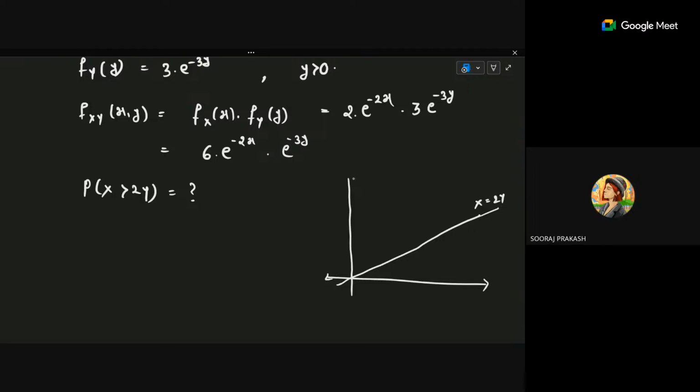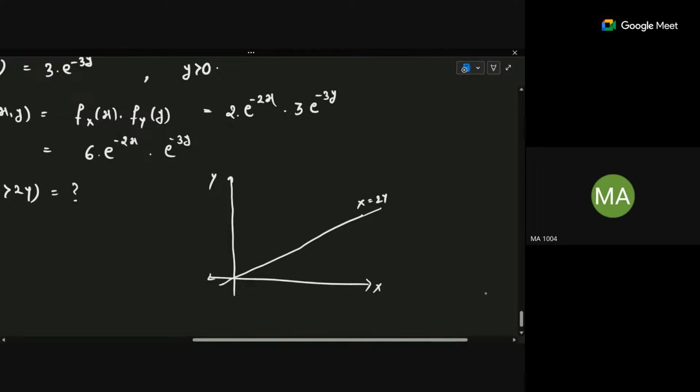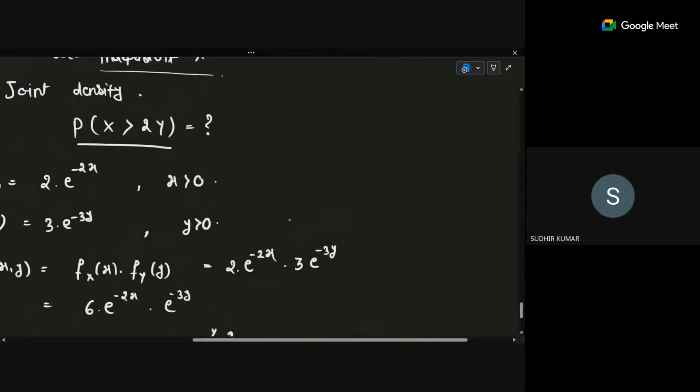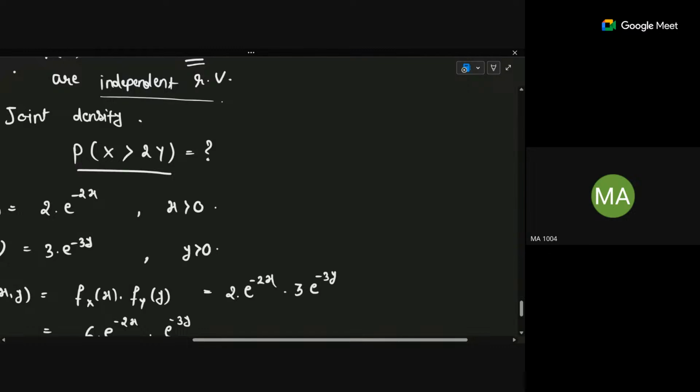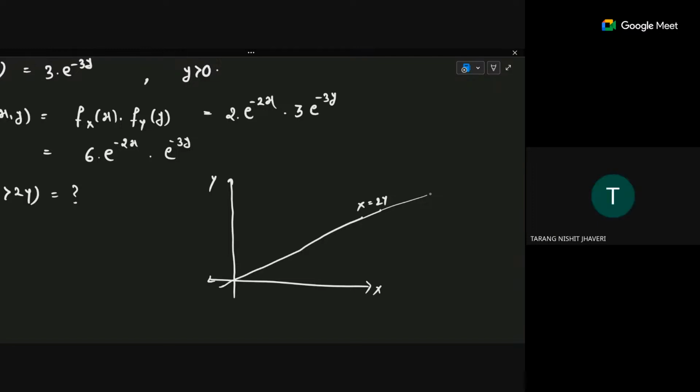Ma'am, do we also need to know the graph of e raised to minus of 2x plus 3y? No, it's not needed. Why is it not needed? Because we know the range of x and the range of y is greater than 0, so the graph will be lying in the first quadrant. We only need to indicate the region in the range of this line. Okay, ma'am, now the limits will go to infinity.